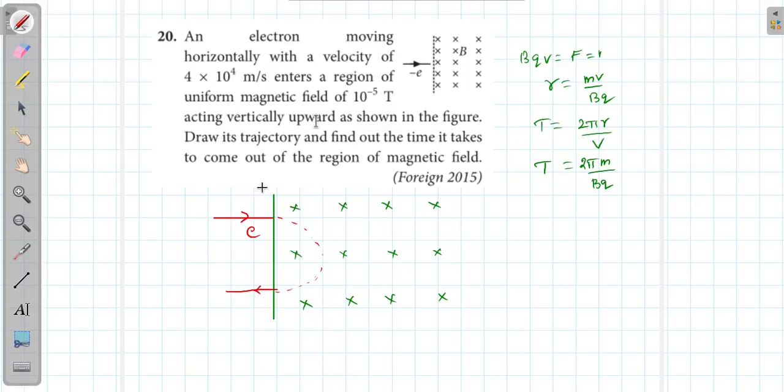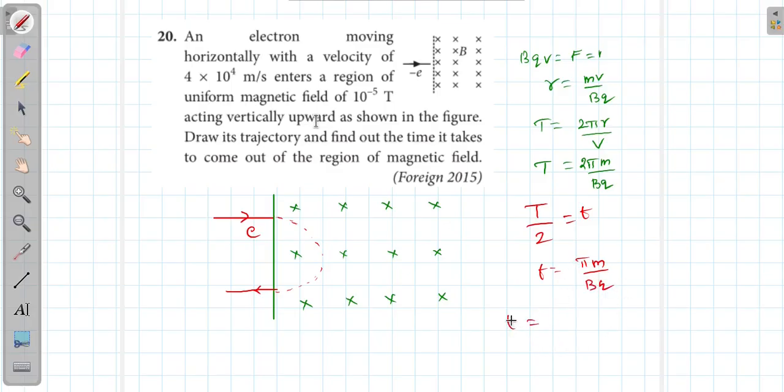Most charged particles, if the magnetic field has a very big coverage area, may sometimes complete a full circular path if released in the center. Otherwise, they come out of the region. But for this particular case, it goes into the region and comes back by completing a semicircular track. So you get only T by 2, not exactly T. Now T by 2 is pi m divided by Bq.